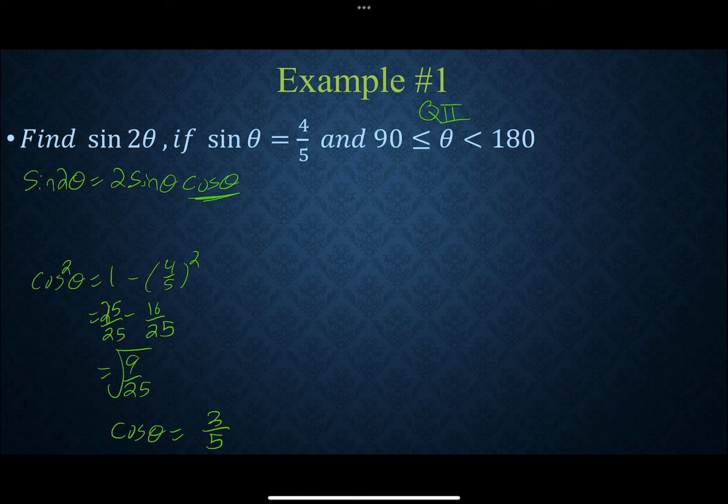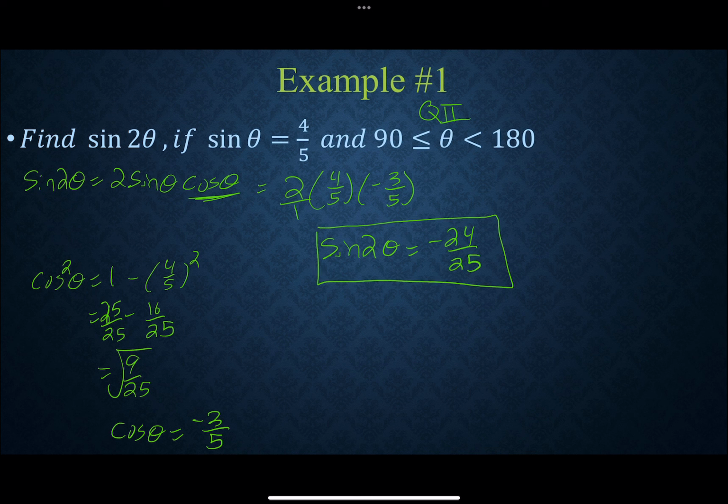Now, whether that's a positive or negative 3/5 depends on the quadrant location. In quadrant 2 cosine is negative, so we have a negative 3/5 there. So for our sine 2 theta, we're then doing 2 times 4/5 times a negative 3/5, and we get sine 2 theta to be, because 2 is really like 2 over 1, a negative 24 over 25. You'll notice that sine single theta is 4/5, but sine 2 theta is negative 24/25.